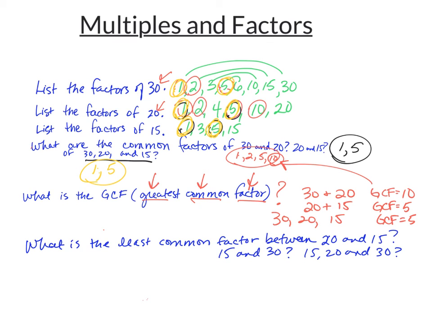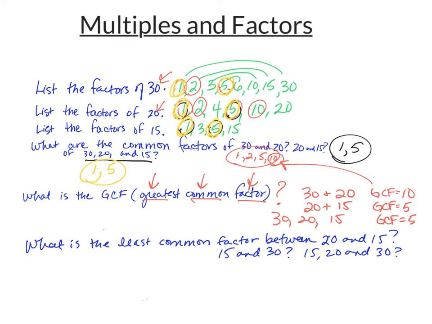Now, the least common factor is an interesting one because this really isn't something that we talk about, and there is a logical reason. So what I want you to do is tell me the least common factor between 20 and 15. Think about that for a second. So take a look at the factors. What is the least common factor between these three numbers?